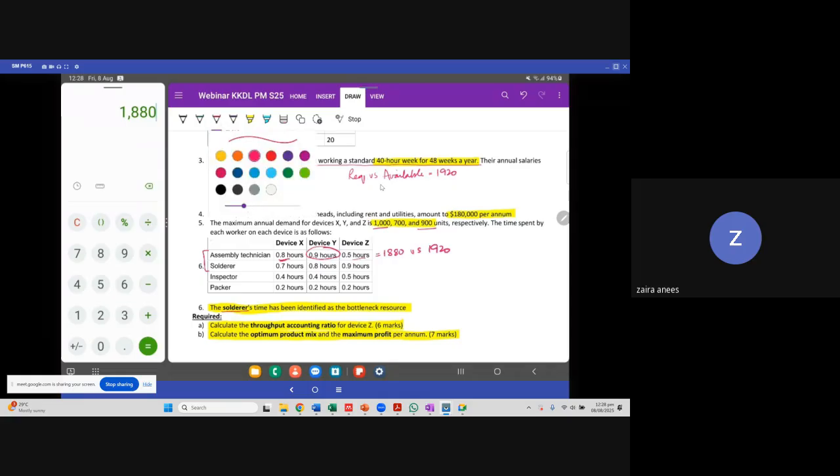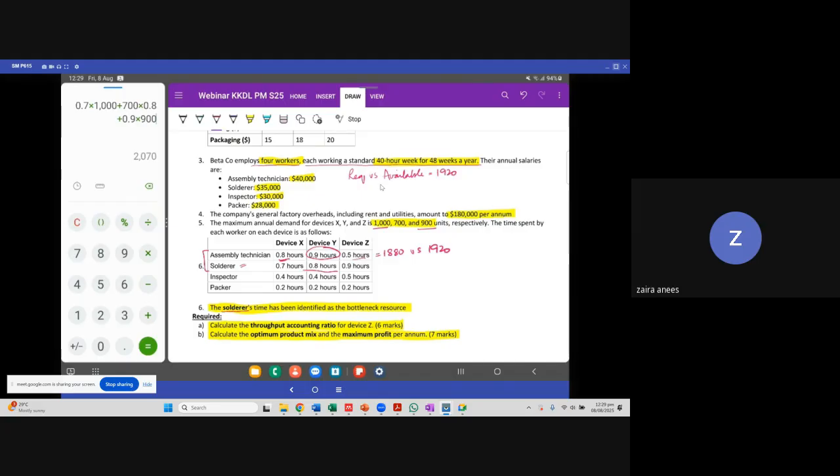Let's check the second one, which is actually a limiting factor. 0.7 into 1,000 plus 700 into 0.8 plus 0.9 into 900. It's 2,070 hours required versus 1,920 available. So this is a limiting factor. That's how we identify it. If the question asks us to identify, we need to check all those and identify which one is the limiting factor, right?